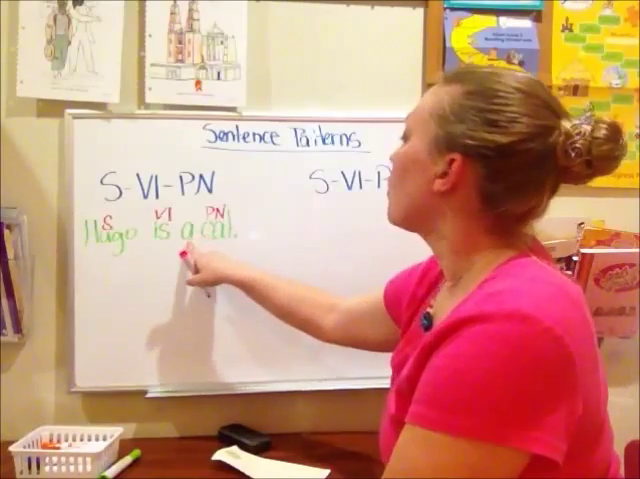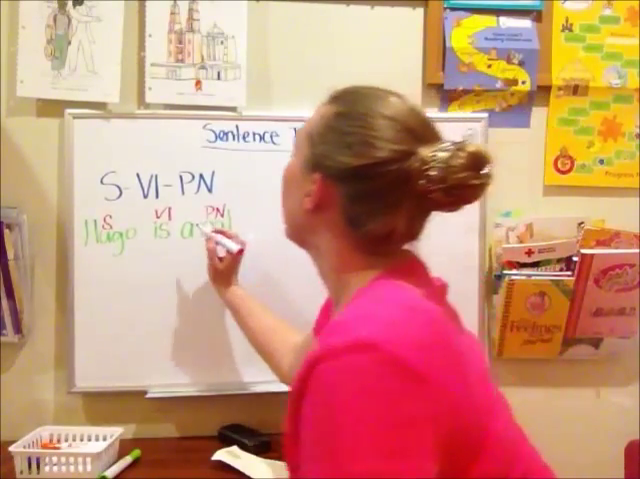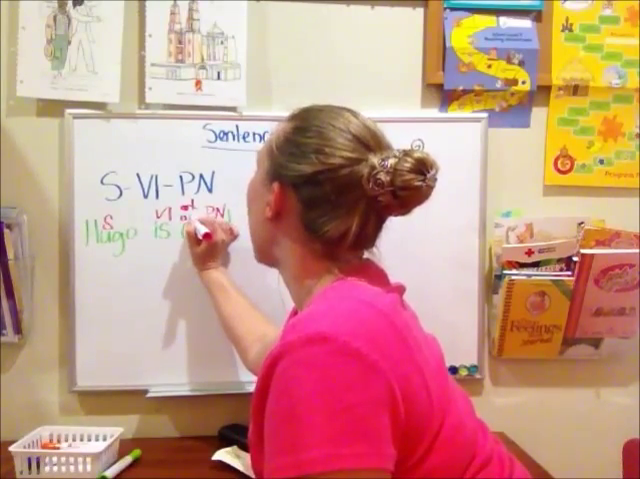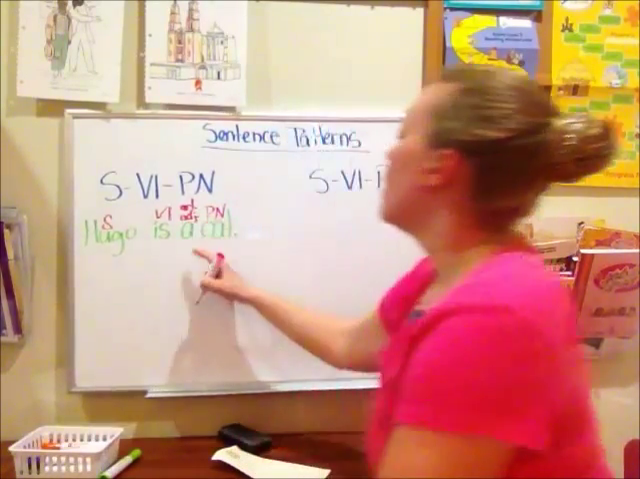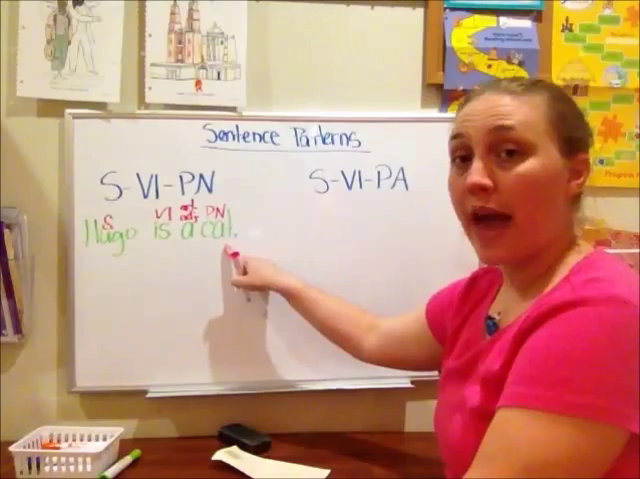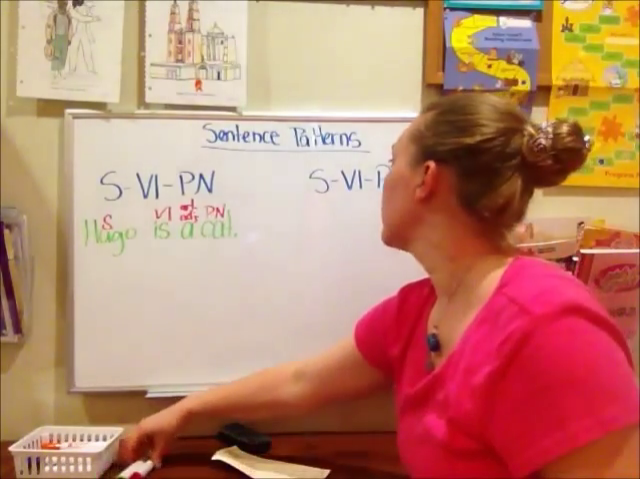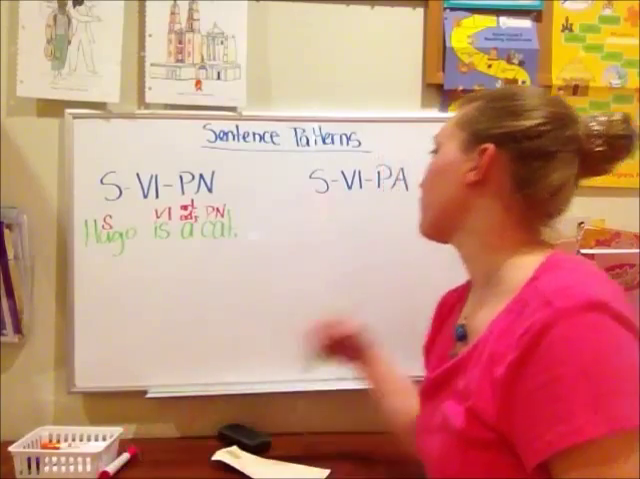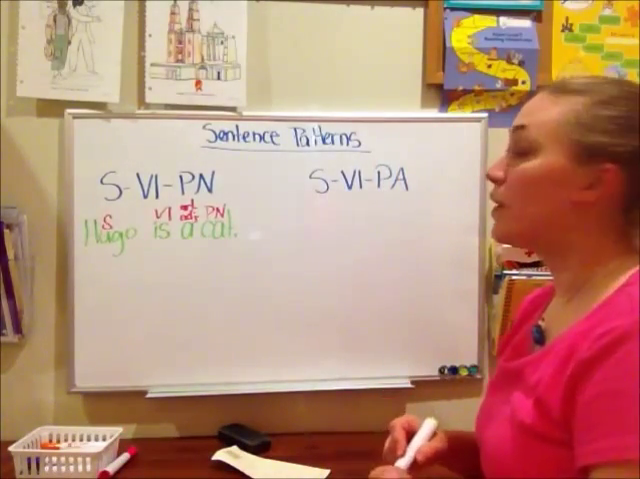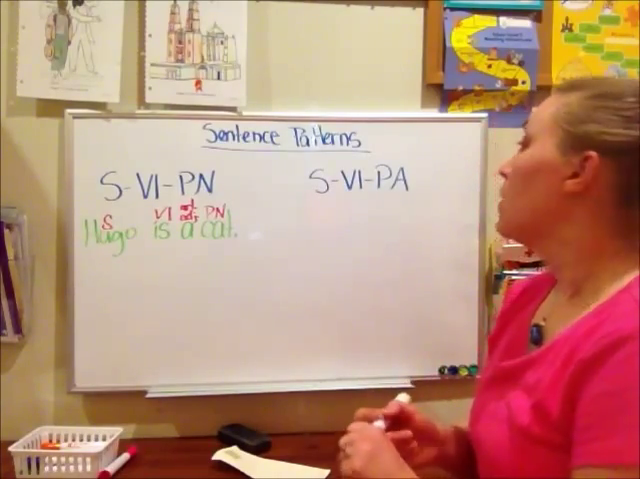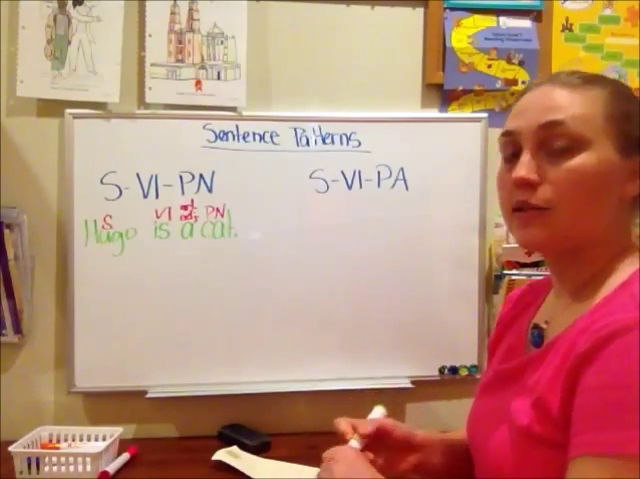Okay, so now the word a is an article being used as an adjective to describe cat. What kind of cat? A cat. Okay, for our second sentence, SVLPA, we're going to look at the sentence, Hugo is fat. So the subject of our sentence is going to be Hugo.